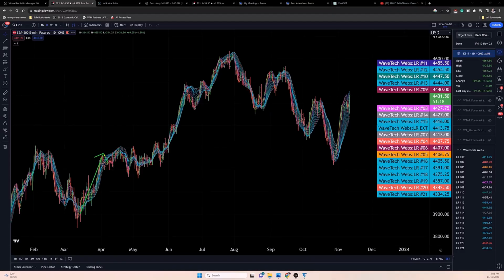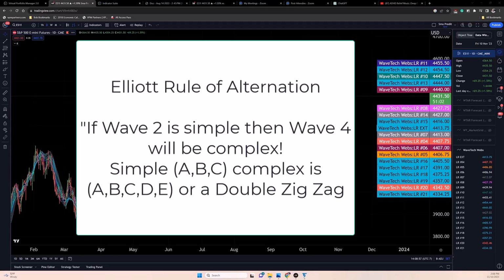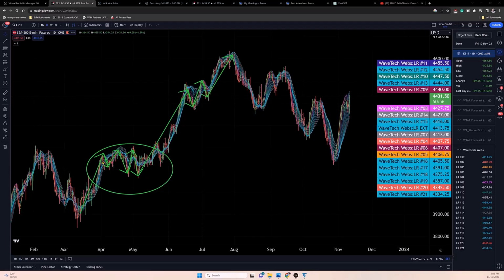Elliott, there's a rule of alternation. So this is probably A, B, C, D, E. And then you start the next move up, wave 3. And then you get a simple A, B, C, and then 5. So the rule of alternation is this, and this is being illustrated. We get this sloppy range right here. That is a complex. So what you expect when you get up here, you then get a simple ABC.